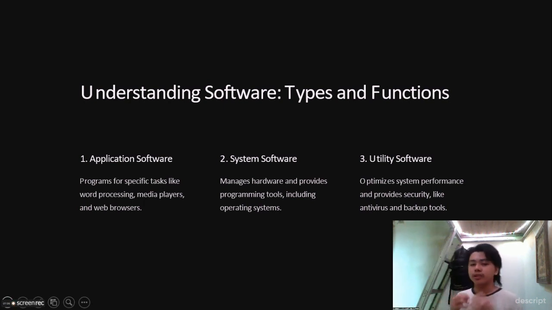First is word processing. Word processing programs are software used to create, edit, and format text documents. Example programs are Microsoft Word and Google Docs. Usually the features include text typing, alignment, page formatting, numbering, and the ability to insert images.